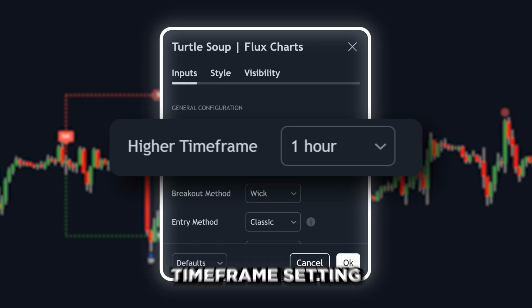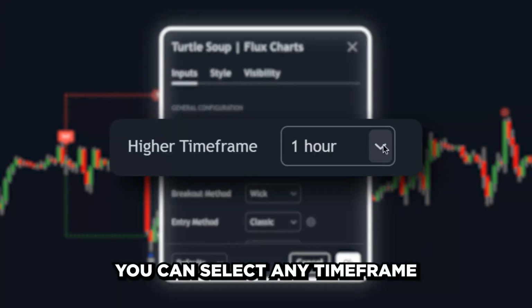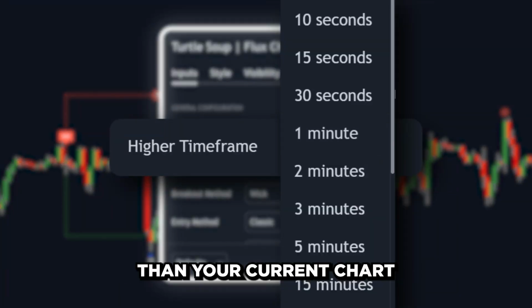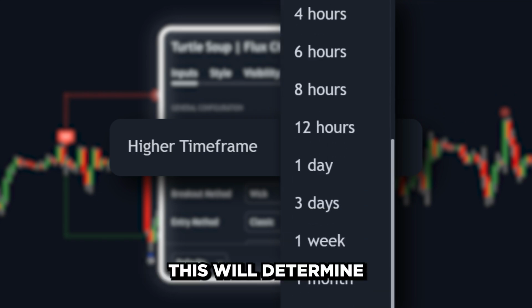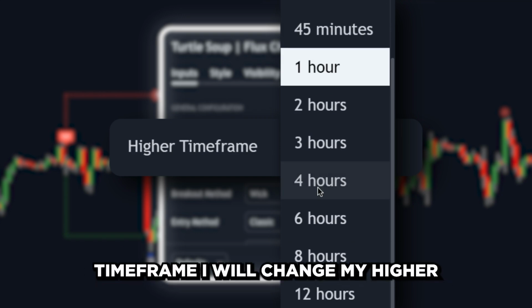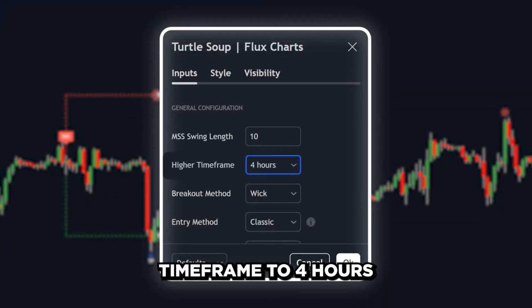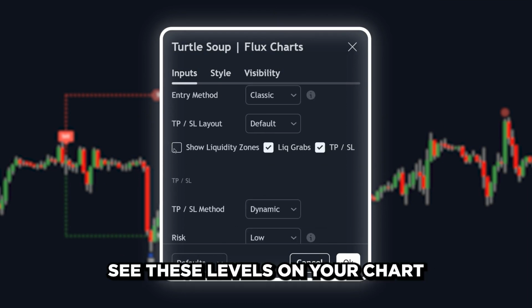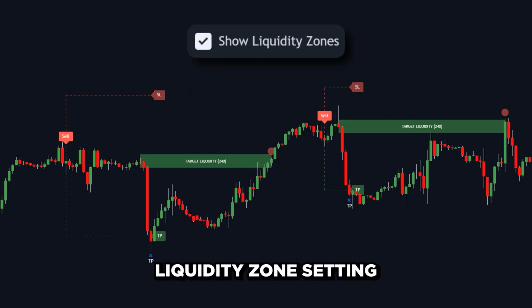Now that you understand how the indicator works, let's jump into the settings and show you all the customization. Starting off with the higher time frame setting. You can select any time frame as long as it's higher than your current chart time frame. This will determine what time frame the indicator should look for liquidity levels on. Since I'm on a 1-hour time frame, I will change my higher time frame to 4 hours. You can easily see these levels on your chart by toggling on the Show Liquidity Zones setting.